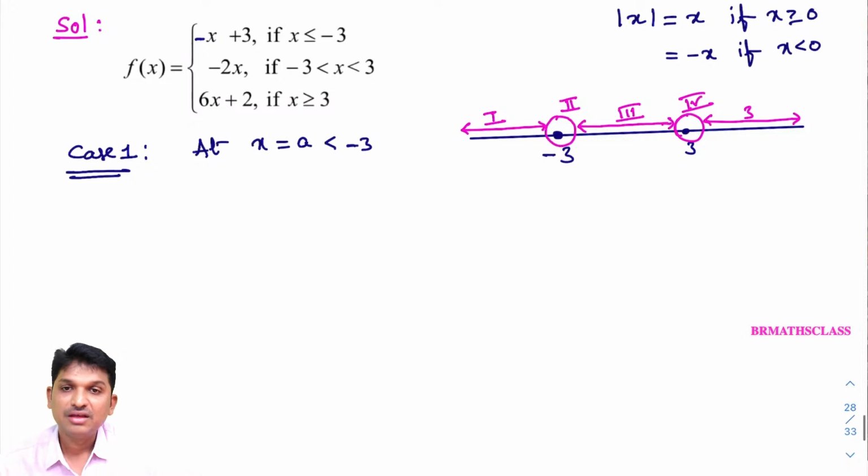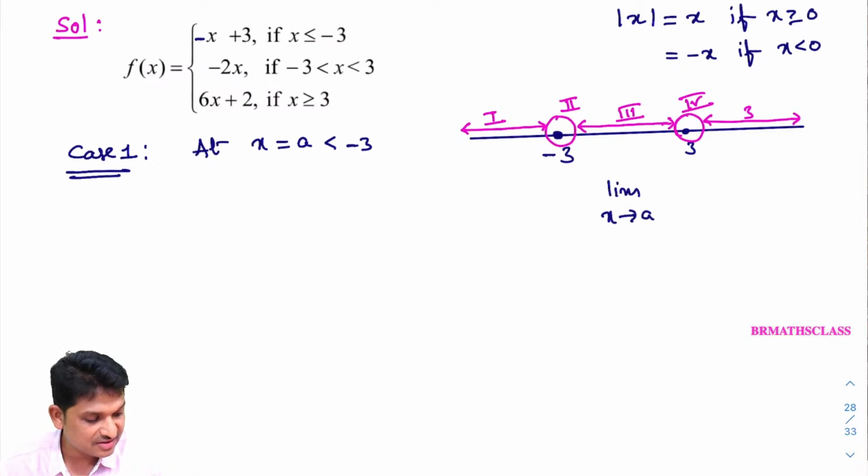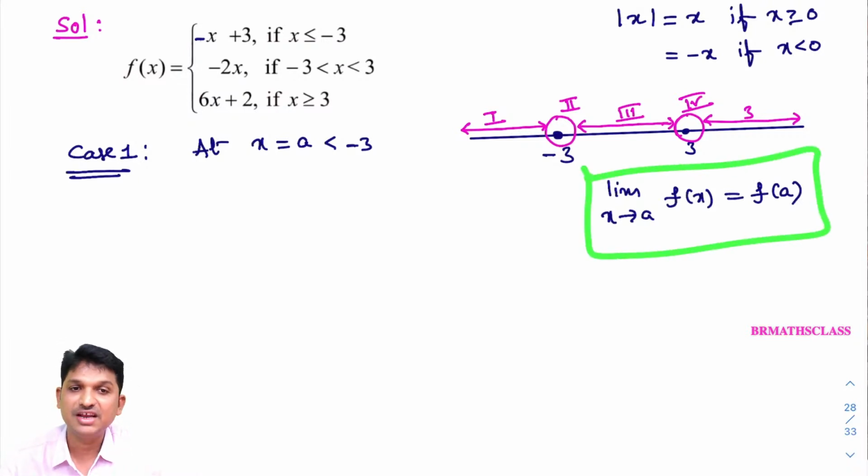Okay, good. Hero of the story. What is the hero of the story? If you know the previous classes, you can easily say the hero of this story is: limit x tends to a of f of x equal to f of a. Limit x tends to a of f of x equal to f of a, then we say that the function is continuous at x equal to a.